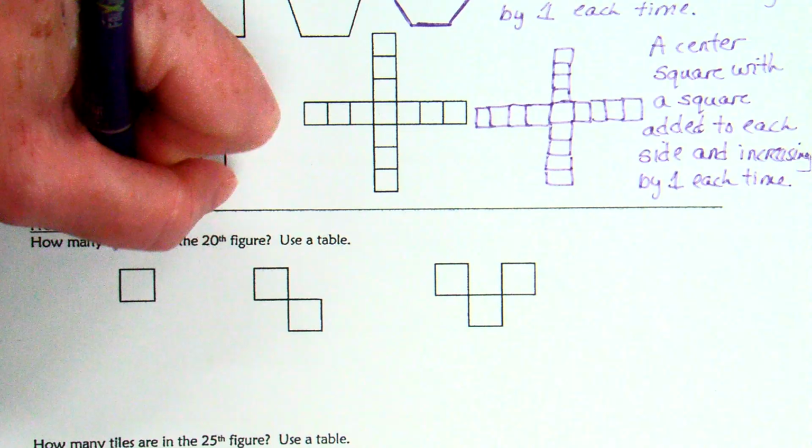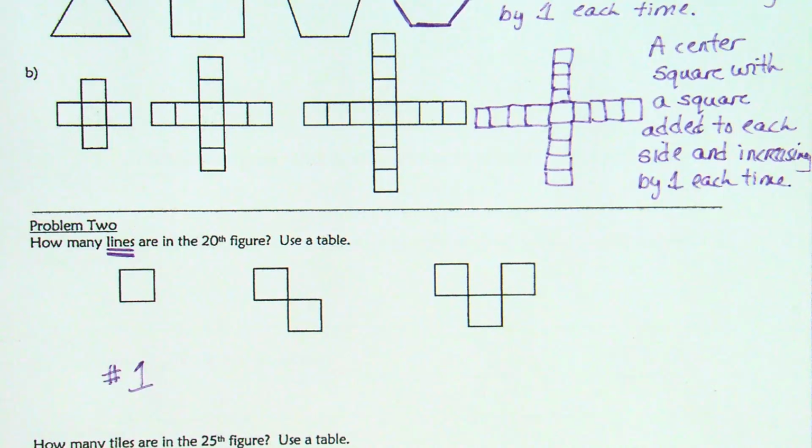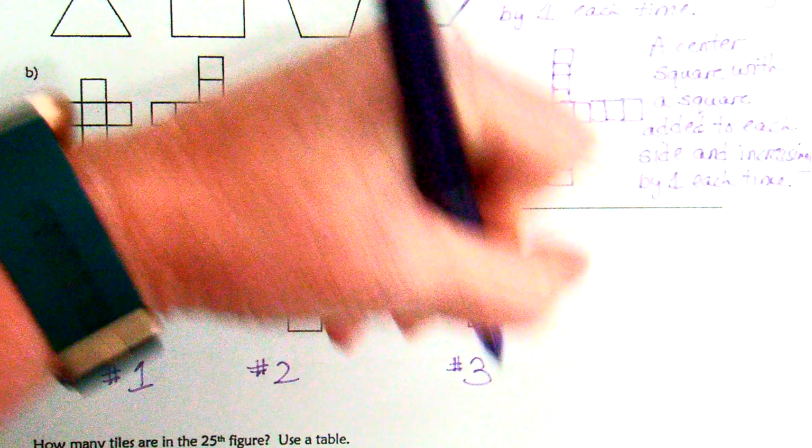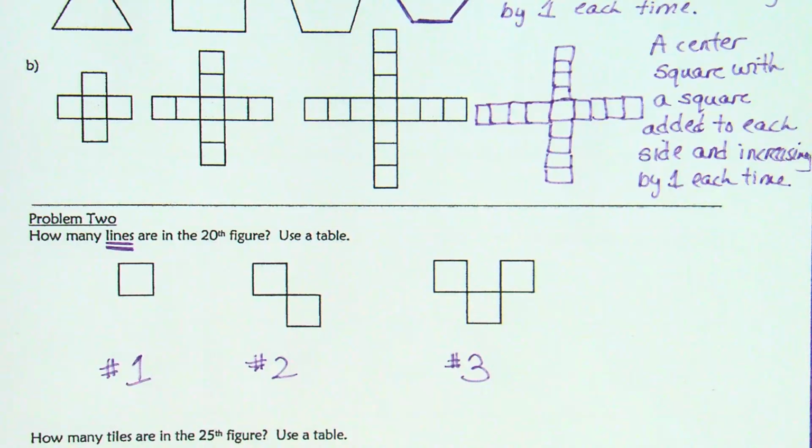Now what's the question asking me though? How many lines? Okay. So right here, this first single square, I'm going to call figure number 1, yes? The next figure is figure number 2. And then we have figure number 3. Could we keep drawing all the figures up to the 20th figure to get our answer? Yeah, you could. Is that what we want to do? Not really. We'd rather take the shortcut, right?